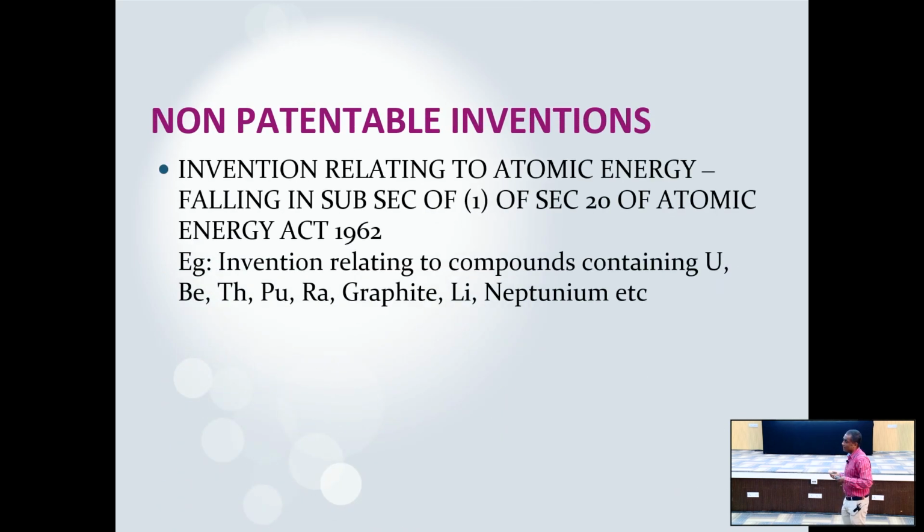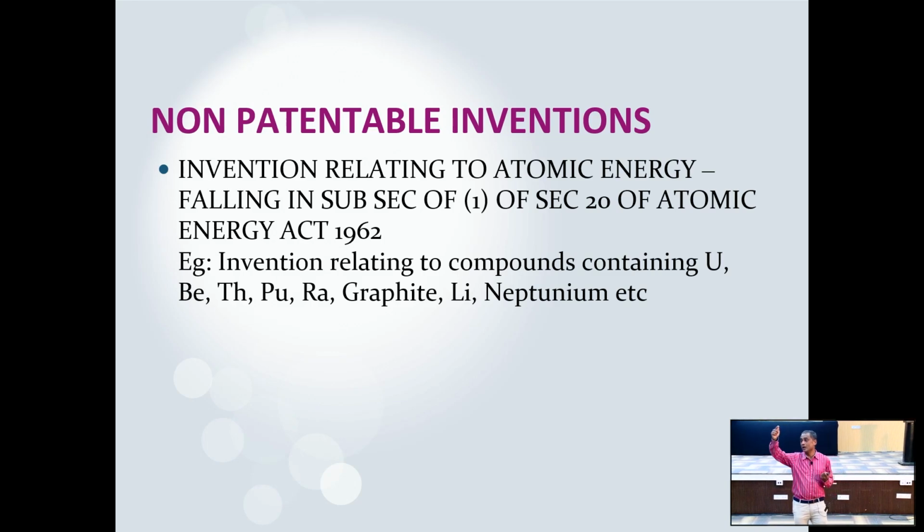But any invention which falls under uranium, thorium, plutonium, we don't grant the patent. We immediately refer your patent to DRDO or BARC. Once we get the clearance from DRDO or BARC, only then do we grant the patent.